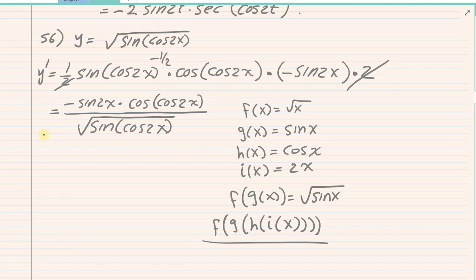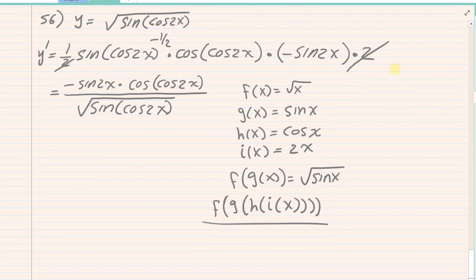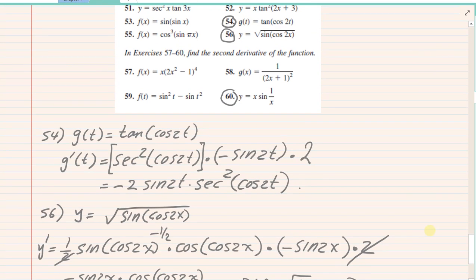And for number 56, let me make sure. Yeah, I'm good with that one. So that's going to be the answer to number 56. But check out this composition, isn't that cool? Once my pen works, it looks cool. There you go. Now, we did number 56. Let's do the last one.